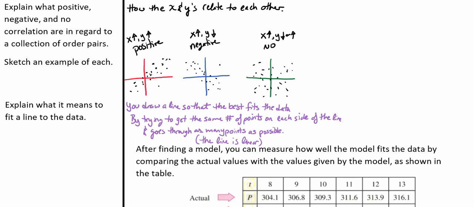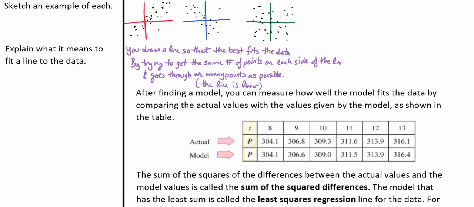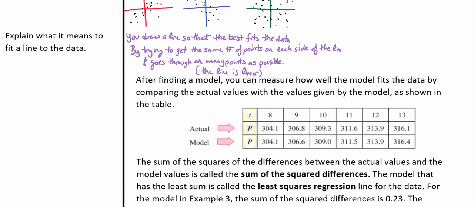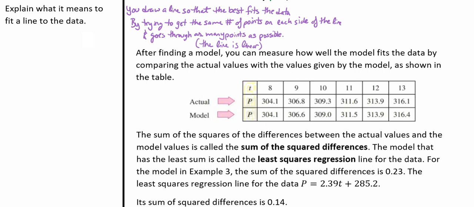Let's talk a little bit more about that. After finding a model, you can measure how well the model fits the data by comparing the actual values with the values given by the model. Looking at this table, we're saying that the actual points were these things right here, and that our model, or the equation or our line, gave us these ones. So we want to know how close they are.